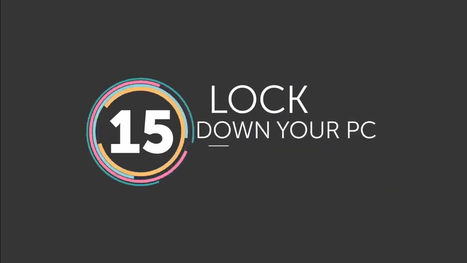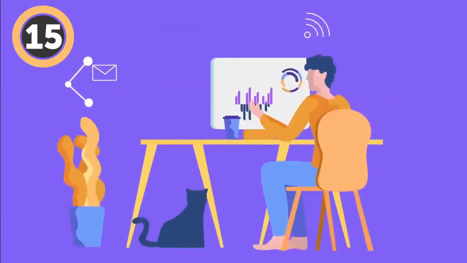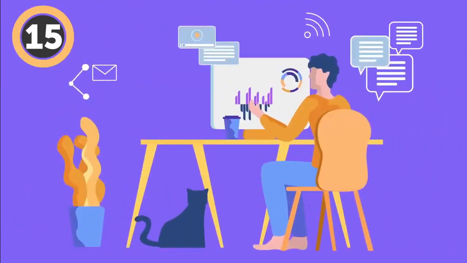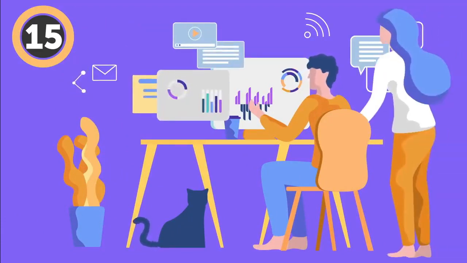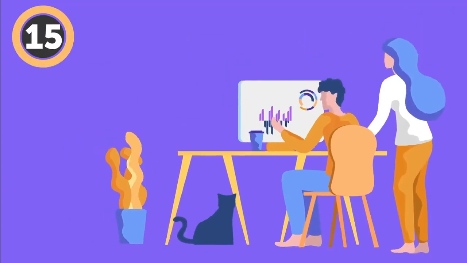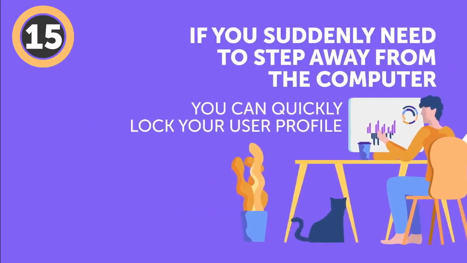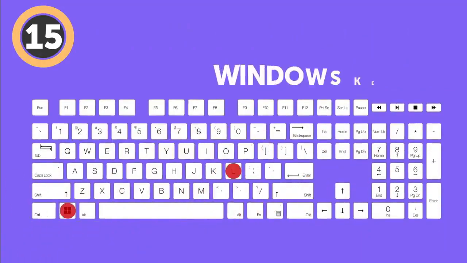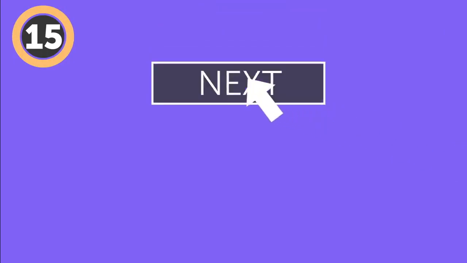Lock down your PC. Let's say you share a computer with your family or coworkers, and you've spent all day looking for the perfect gift for your mom, or slacking off at work and you don't want anyone to know about it. If you suddenly need to step away from the computer, but you don't want anyone meddling in your stuff, you can quickly lock your user profile. Simply push the Windows key plus L or Shift plus Command plus Q on a Mac. Just make sure you set up your password first and don't forget it. Pretty cool, huh?